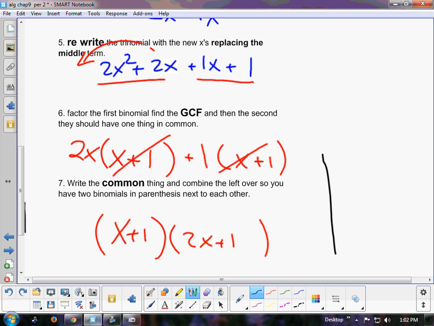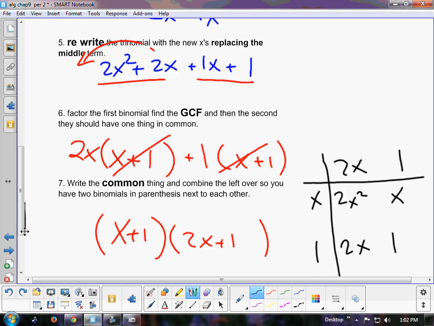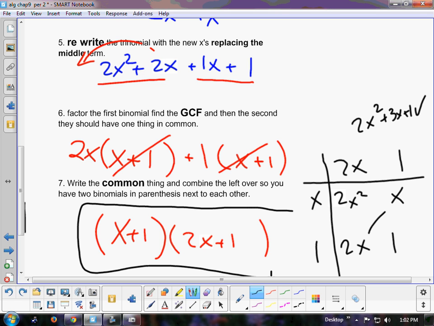I'm going to do a check using the box method. This will reinforce your box method ability, meaning you got good practice at this. So this turns into 2x squared plus 3x plus 1, and it checks. But this is my answer. This is the trinomial factored into two binomials.